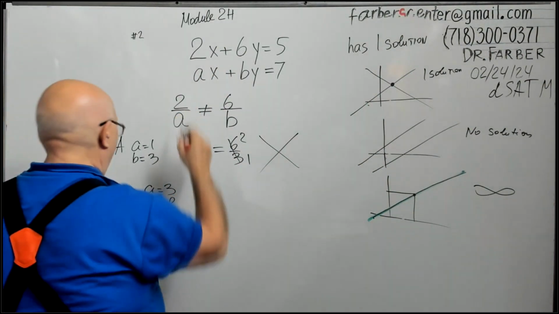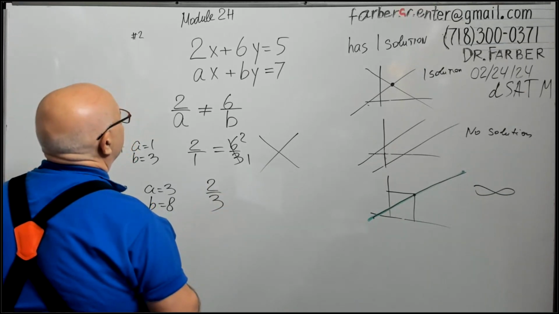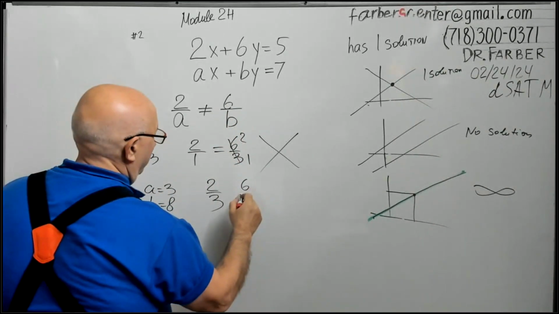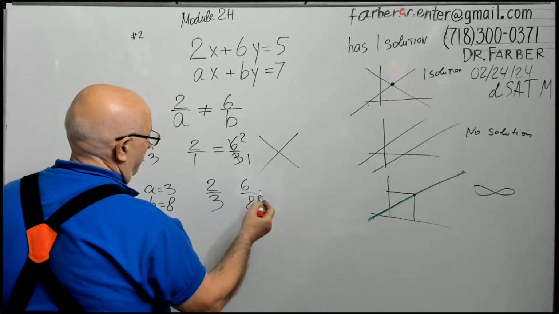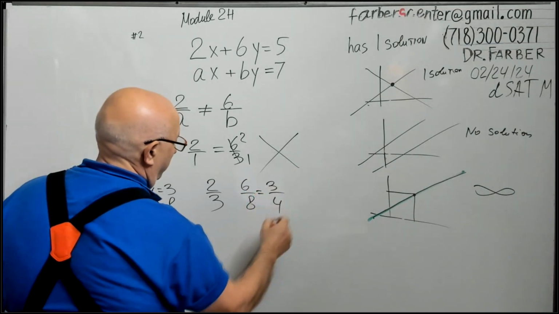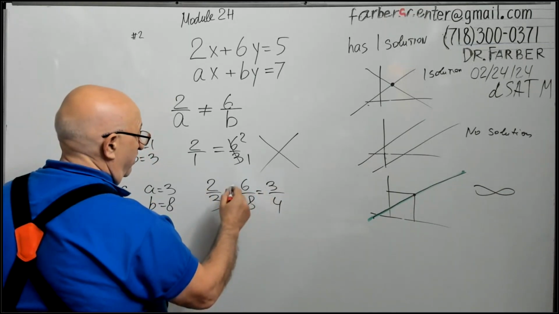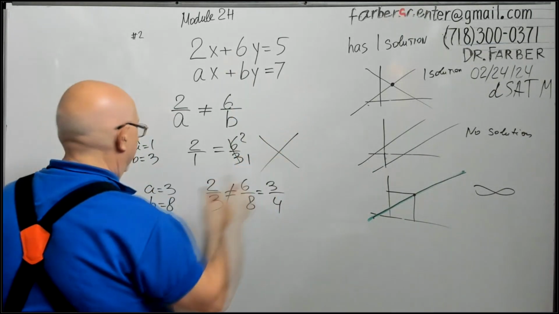A is 2 over 3. I compare versus 6 over 8. I can simplify this by 2. It's the same like 3 over 4. A is 2 over 3 equals to 3 over 4, never. Beautiful. So they're not parallel, and we have case A, and this will be the answer.